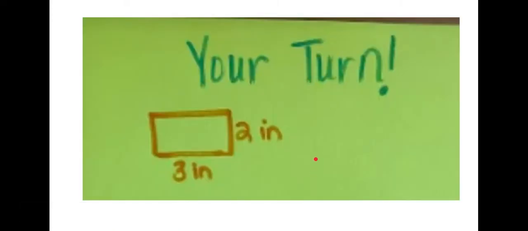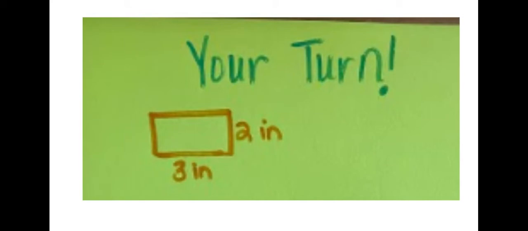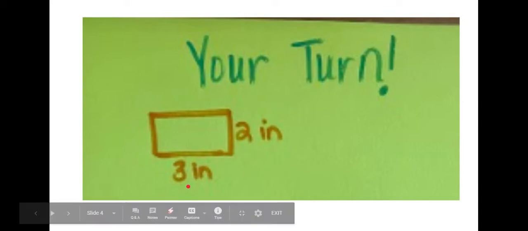All right, so now it's your turn. So we're still talking perimeter, but pretend for a minute you have this rectangle and the dimensions are 2 inches by 3 inches. So take a minute and I want you to find the perimeter. Okay, if you need more time, then just pause the video and you can replay when you're ready.